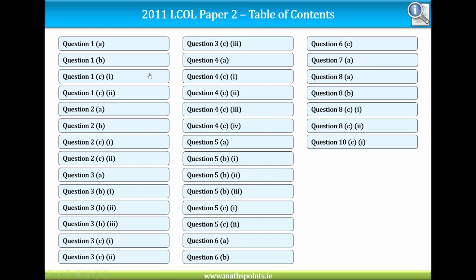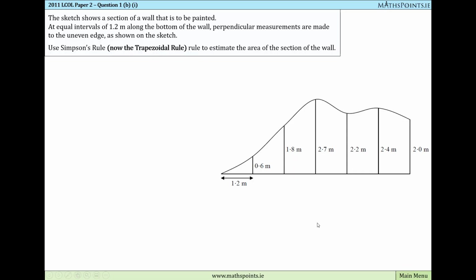So let's have a look at this trapezoidal rule question from the 2011 Leaving Cert Ordinary Level Paper 2. It's question 1b, and we're given the sketch of a wall that has to be painted. Equal intervals of 1.2 meters have been marked along the bottom of the wall, and then perpendicular lines go up the wall to meet the uneven edge. We're asked to use the trapezoidal rule to estimate the area of the section of the wall.